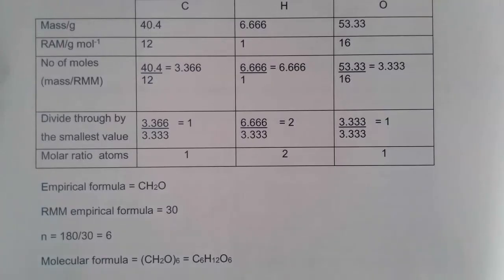So the last example on this page is one where we found the empirical formula is CH2O, and we find out that the relative molecular mass is 6 times the relative empirical formula mass, and therefore my molecular formula is C6H12O6. In other words, I've made glucose.